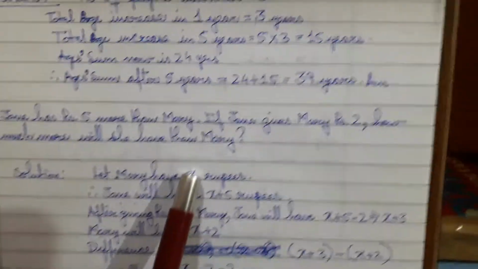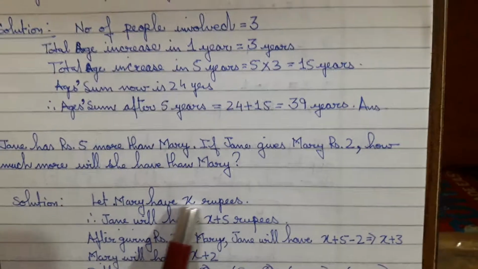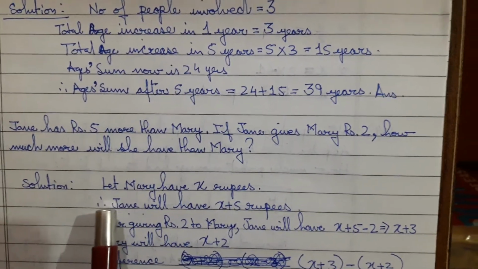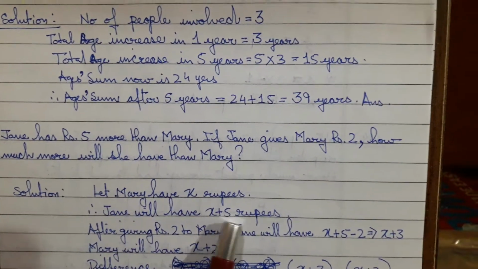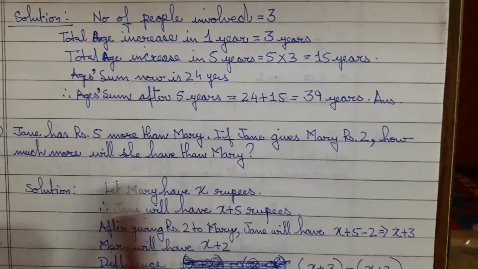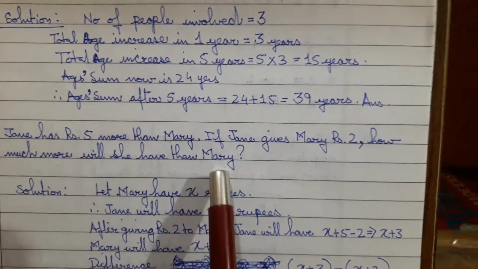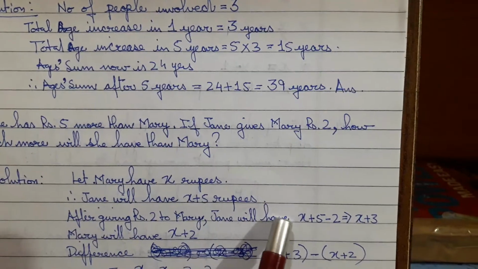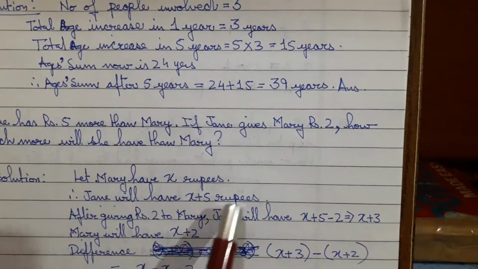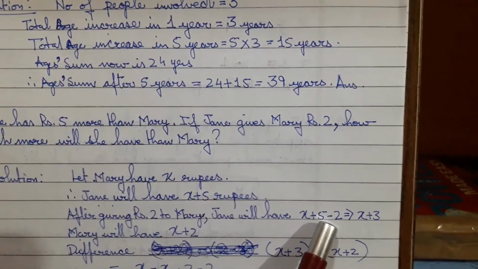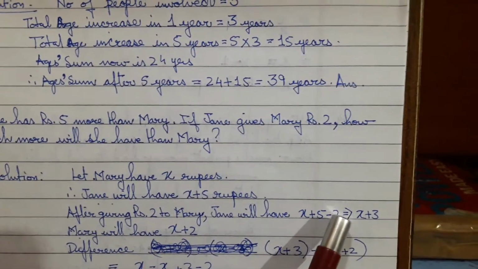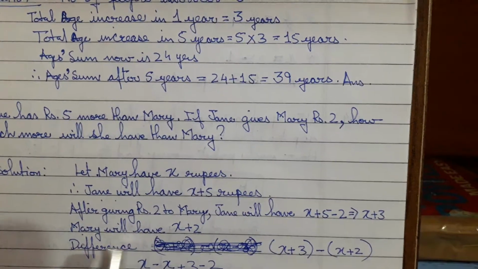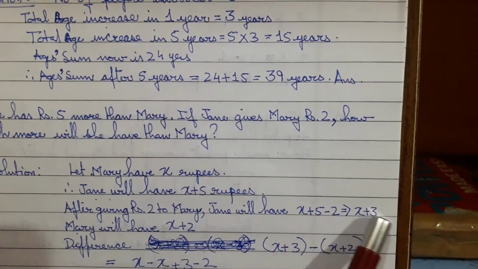So, Mary may be having X rupees, an unknown quantity, X. Therefore, this is the sign for therefore, 3 dots like this. Therefore, Jane will have X plus 5. So 5 plus X. So if she had 3 rupees, then she'll have 3 plus 5, 8 rupees. After giving rupees 2 to Mary, Jane will have how much? She has X plus 5 already. She subtracts 2 rupees from there. X plus 5 minus 2 will give you X plus 3. Because 5 minus 2 is 3, so X plus 3.